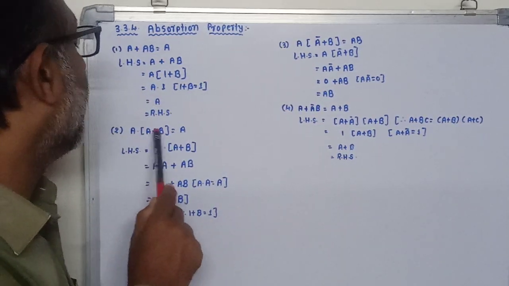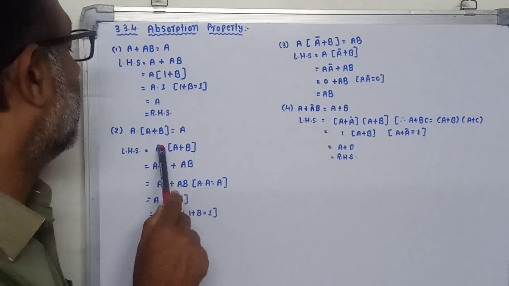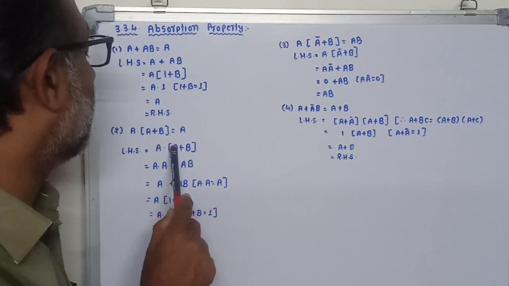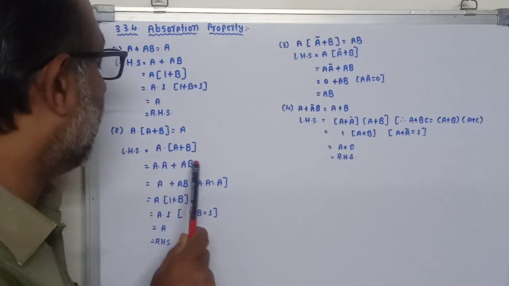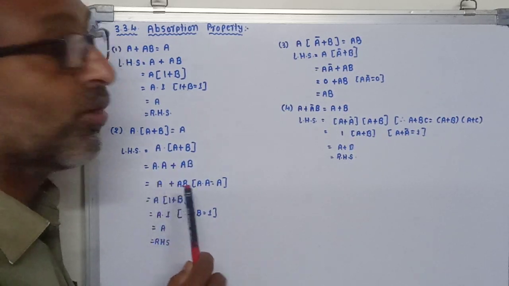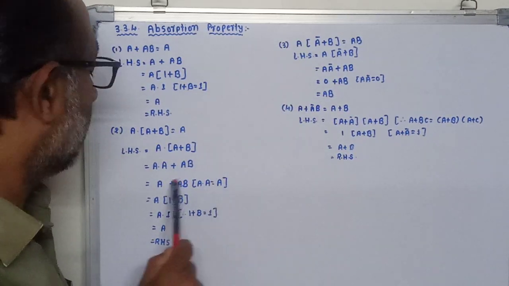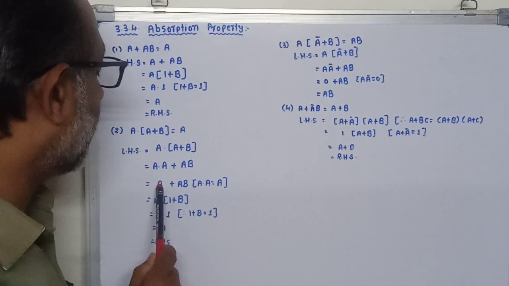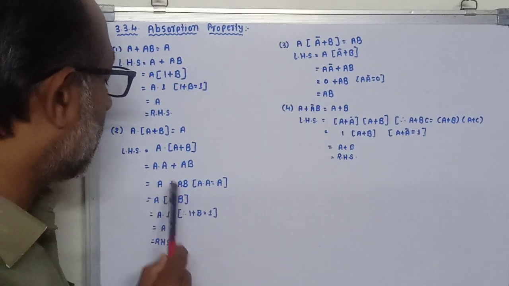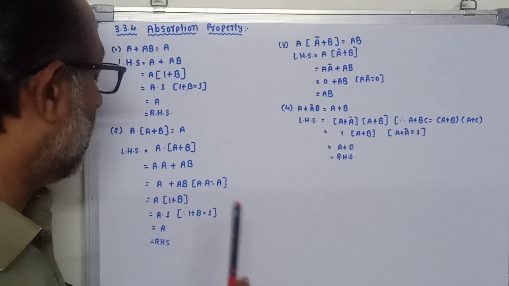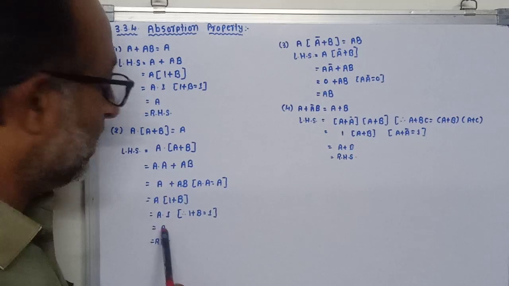Second, a into (a plus b) is equal to a. Now how to solve this equation? A into (a plus b), that means this a is multiplied with this a. So the equation becomes a into a plus ab. Here already we have seen a into a, that means a. So this a into a is replaced by a, so our equation becomes a plus ab. Now a taken as a common, so 1 plus b. 1 plus b is nothing but 1. So a into 1, that is a, which is RHS.